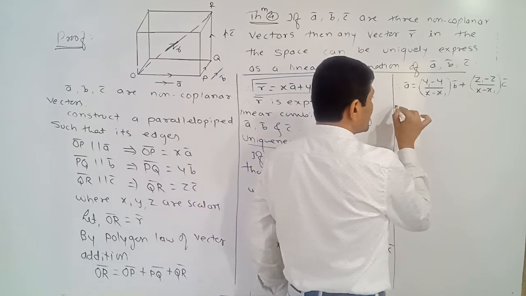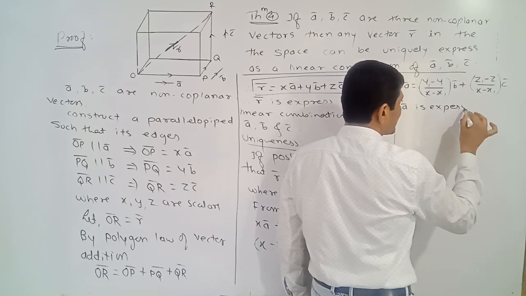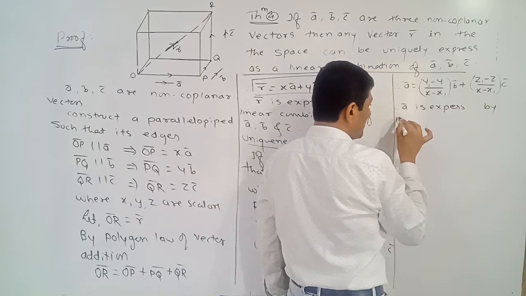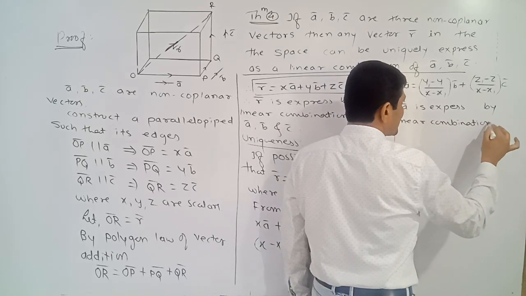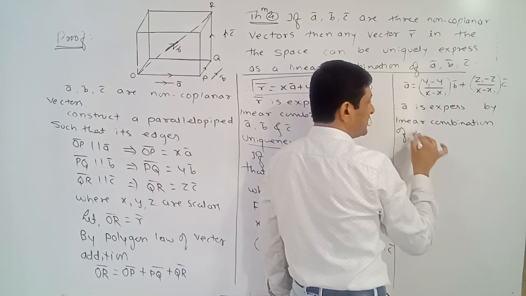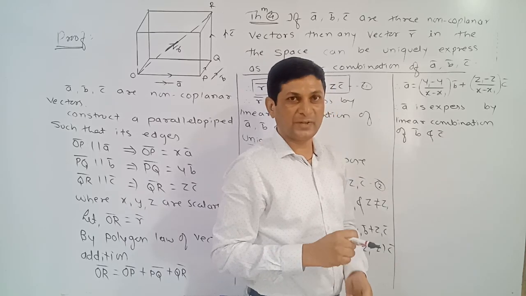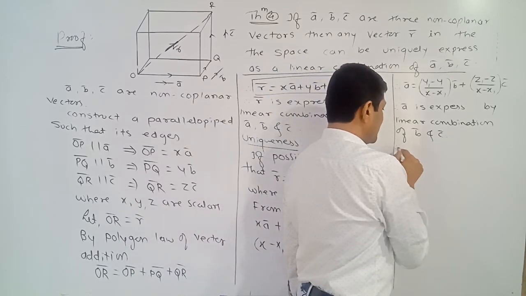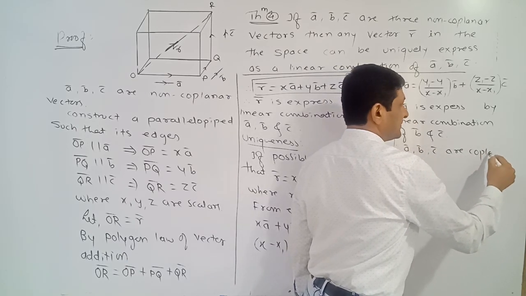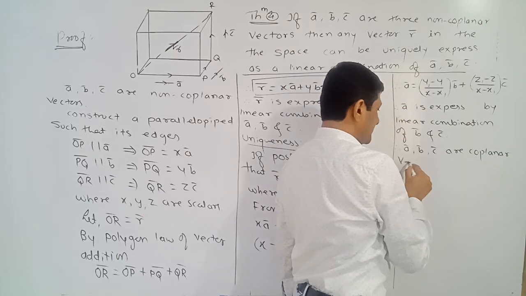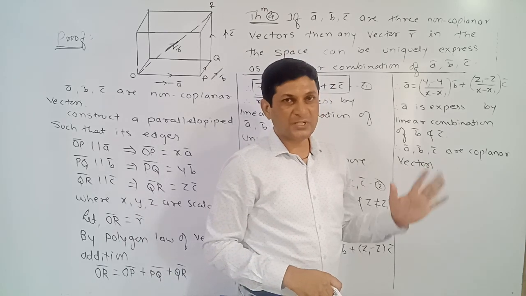So here we can say that a bar is expressed by a linear combination of two vectors, b bar and c bar. And we know that if one vector is expressed by a linear combination of the other two vectors, then the three vectors are coplanar. Therefore a bar, b bar, c bar are coplanar vectors. Now this result we have got because of our supposition.